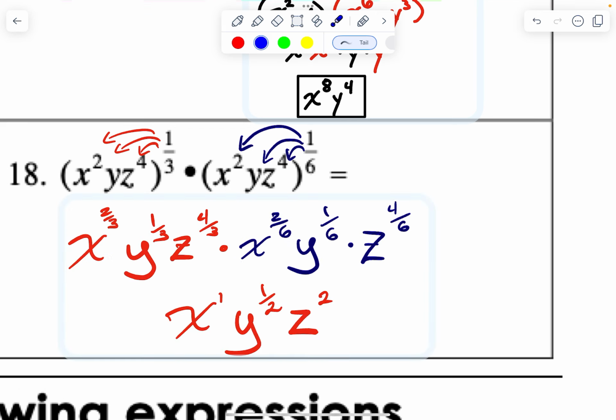So x to the 2/3 times x to the 2/6 is the same thing as x to the 1st, because 2/3 plus 2/6 is just 1. And 1/3 plus 1/6 is half, so I get y to the half. And z to the 4/3 times z to the 4/6 gives me 2, so I get z squared.